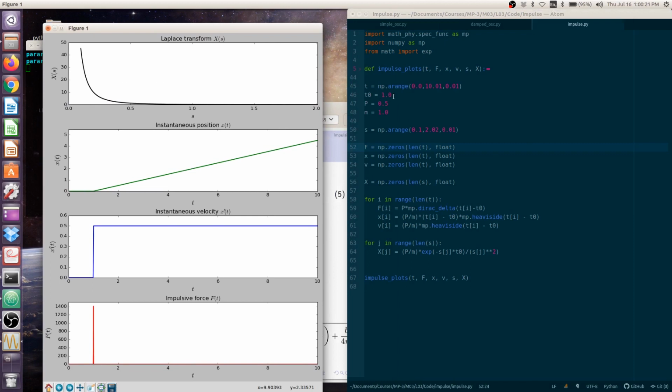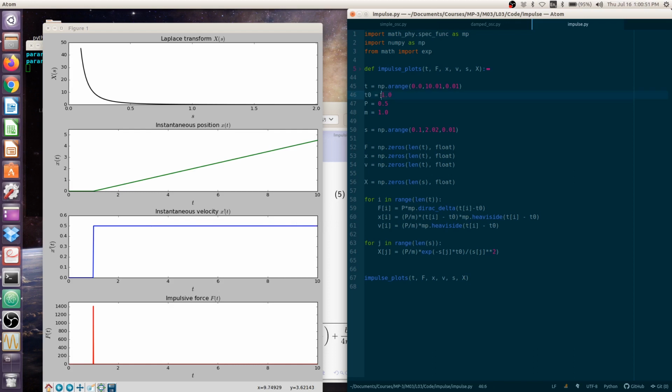What is T naught? T naught is 1. That means at t equal to 1, at 1 second, you strike this. There is going to be a very large impulsive force at t equal to 1, and then the force is going to become 0. Then what will happen to its position? From that position onwards, it will start moving in a straight line, like I said, it should be linear. It moves with a constant velocity, so its velocity also remains the same.